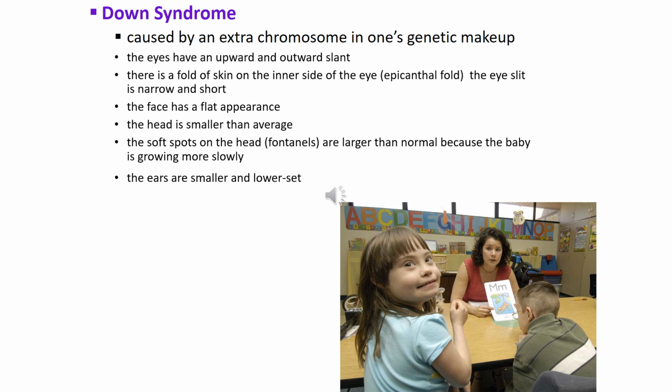Now, in addition to having cognitive limitations, there are also physical characteristics that you see here. The face has a flat appearance. The head is smaller than average. The ears are smaller and kind of lower set. There are inner epicanthal folds of the eyes, which make the eyes look narrow and short. So just upon delivery, you'd be able to tell if an individual had Down syndrome without assessing them cognitively.